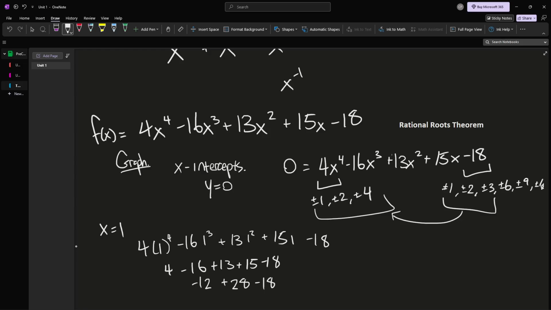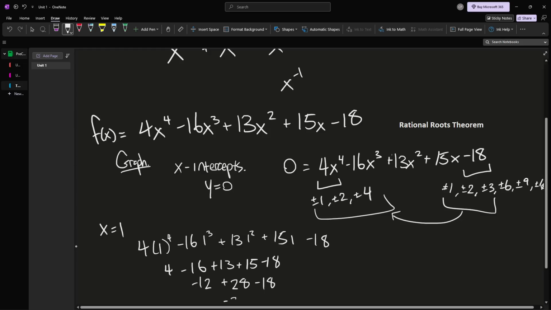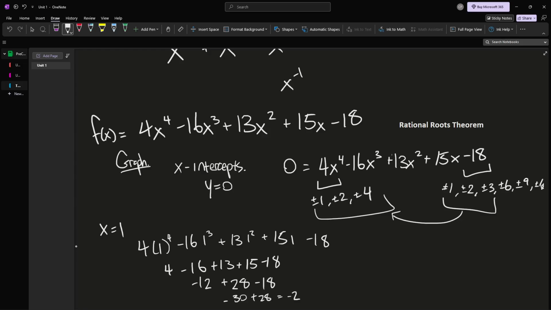It doesn't work, because I have negative 30 plus 28 to get negative 2. So note that positive 1 is not a root, and I can immediately get rid of 1. If you're good at synthetic division, you could use it to see what to divide by. And honestly, synthetic division is pretty easy if you can do it accurately.